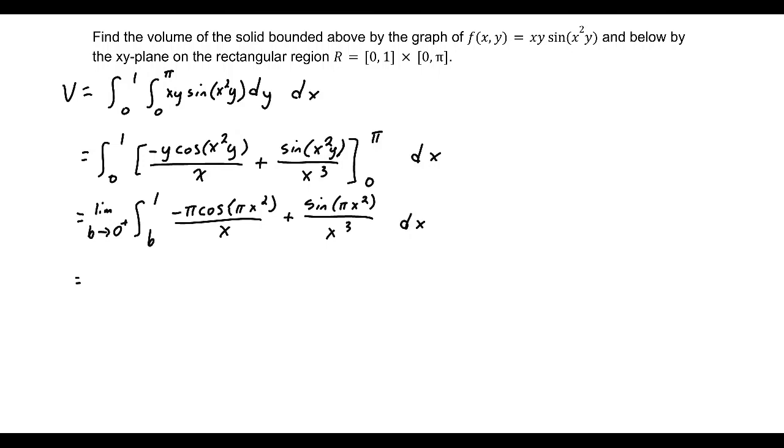Now the antiderivative of the new inner function requires integration by parts. Again, each of those two terms, I believe, will require one step of integration by parts. So my volume is equal to the limit as b approaches 0 from above of the function numerator negative sin(πx²), denominator 2x², that evaluated from b to 1.